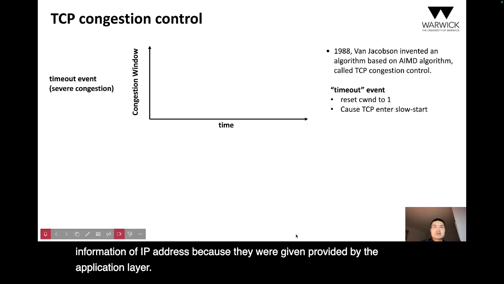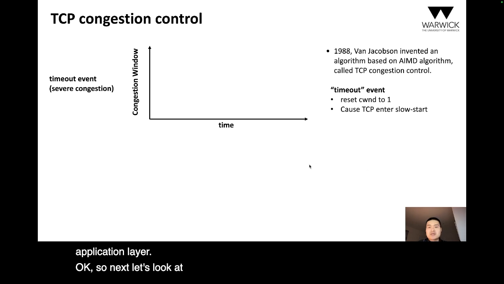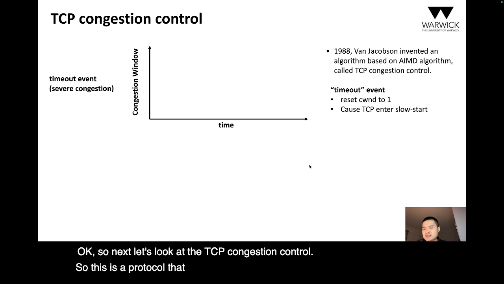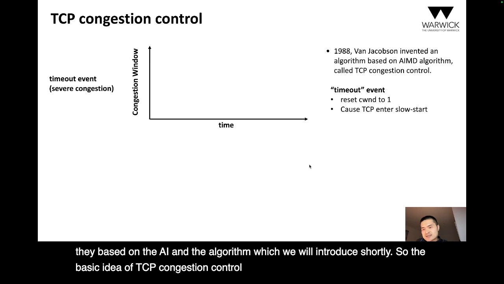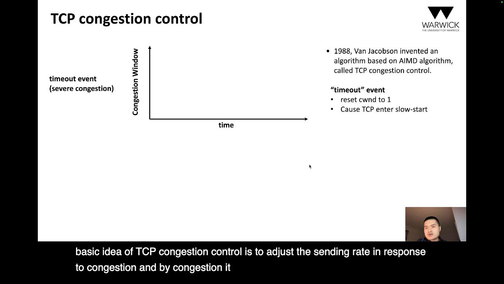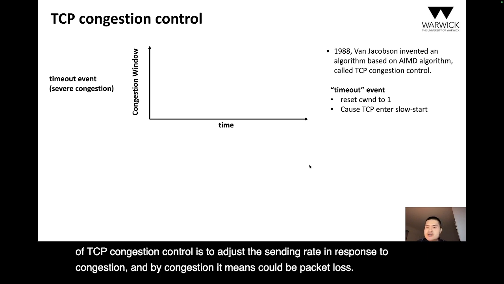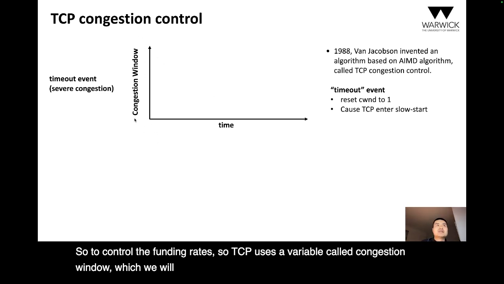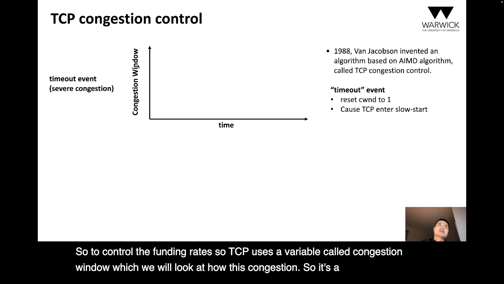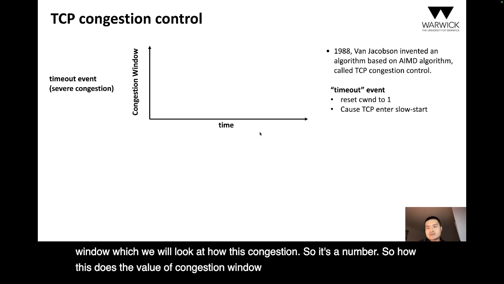Okay, so next let's look at TCP congestion control. This is a protocol developed in 1988 by Van Jacobson. It's based on the AIMD algorithm, which we will introduce shortly. The basic idea of TCP congestion control is to adjust the sending rate in response to congestion, which could be indicated by packet loss. To control the sending rate, TCP uses a variable called the congestion window, which is a number. We will look at how the value of the congestion window changes along with time.